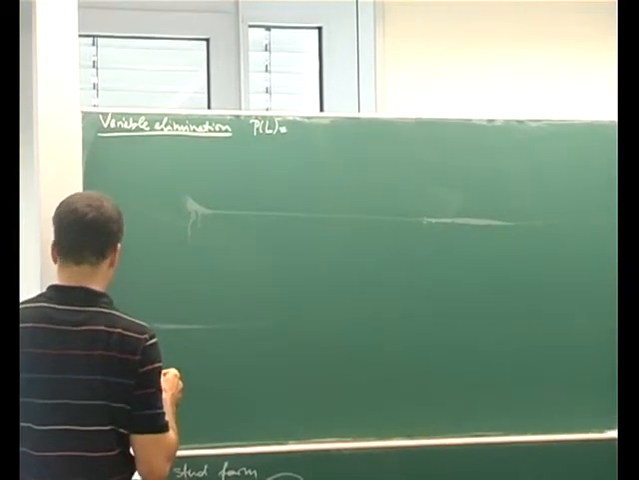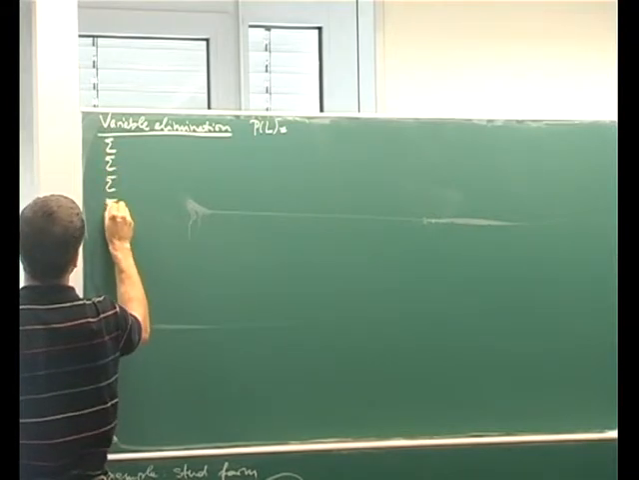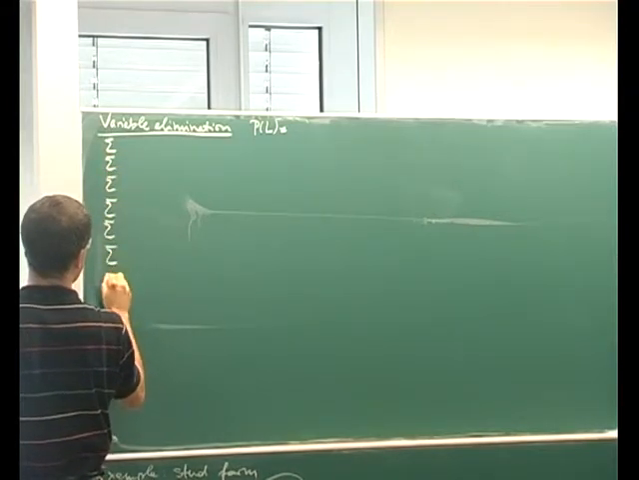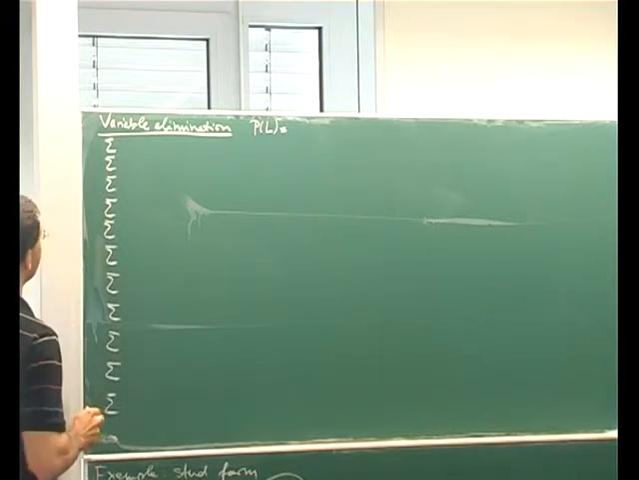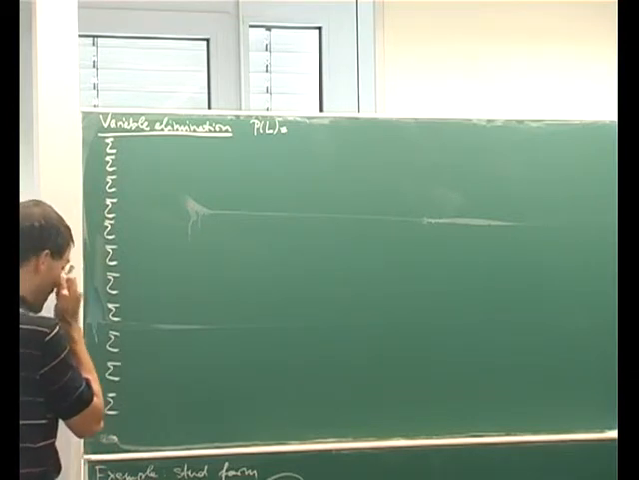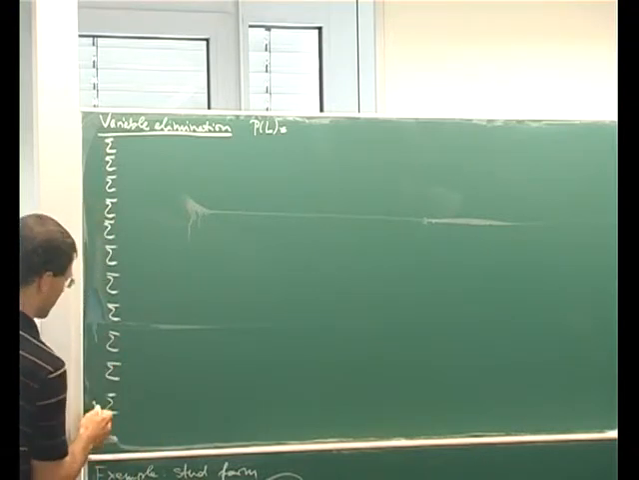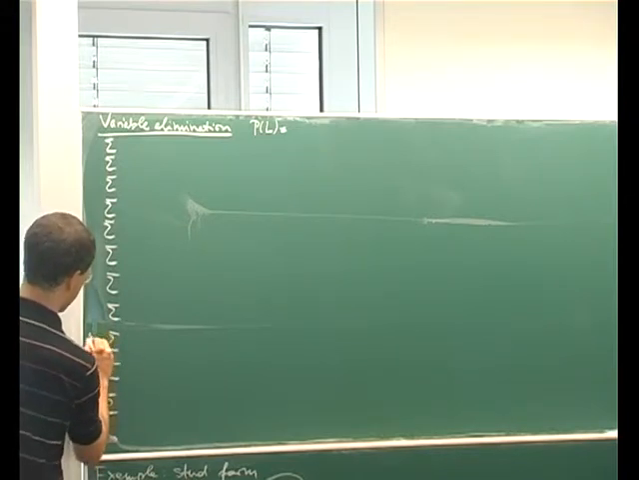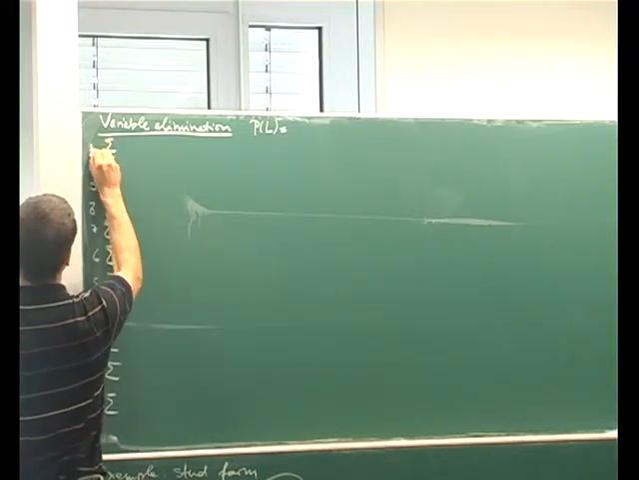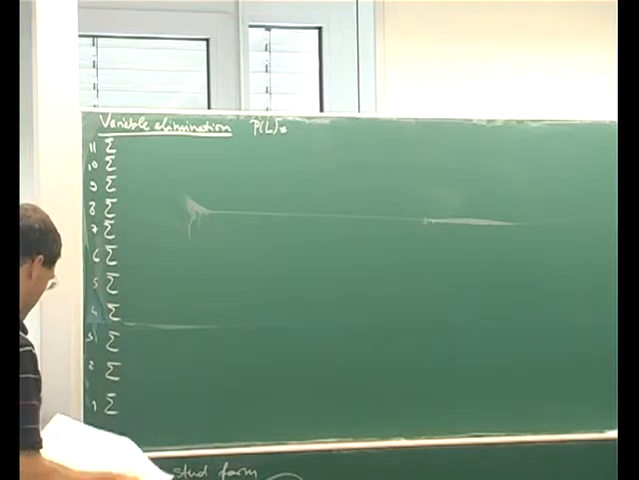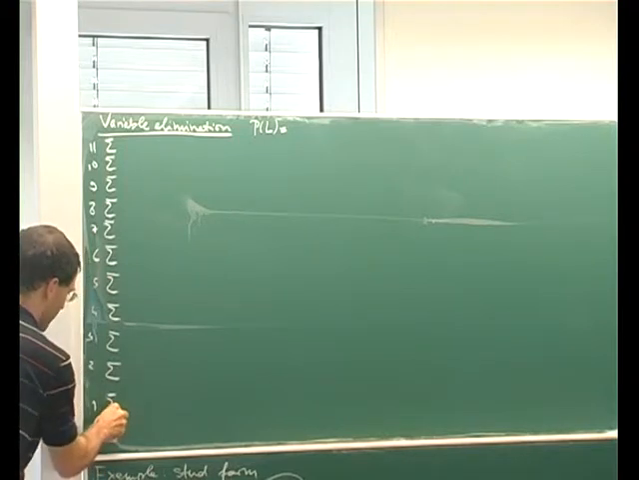and now I need space for 11 summation signs. So this is variable elimination step number 1. I decide to first integrate out A. So we have a summation over A.